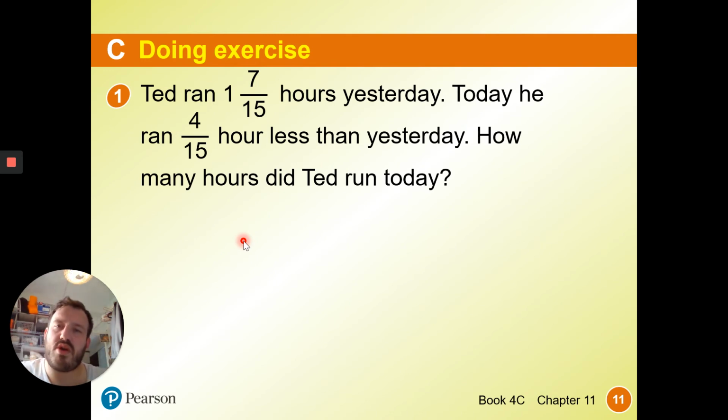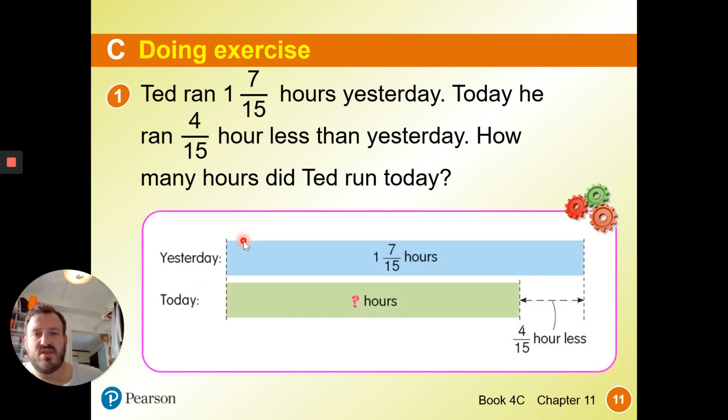So Ted ran 1 and 7/15 hours yesterday. Today he ran 4/15 hours less than yesterday. How many hours did Ted run? So I've got this time here of 1 hour and 7/15 of an hour. And then today I've got 4/15 less. So what was this total amount? So this total amount was 1 and 7/15.